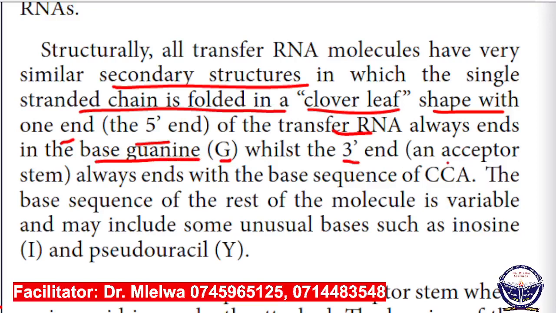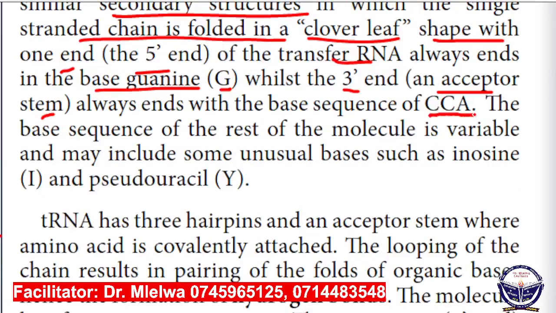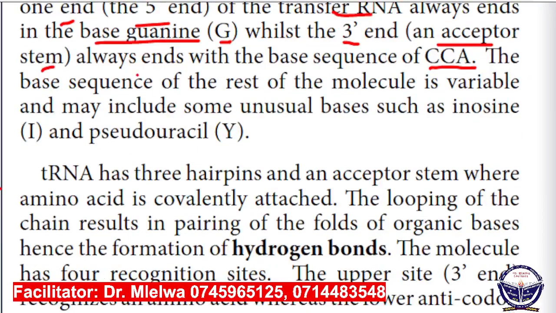Rest the third end, which is an acceptor stem. Third end inaitwa acceptor stem, always ends with the base sequence of CCA. Hii ni structure ya transfer RNA. Upande mmoja inaishia na base guanine, upande mwingine inaishia na CCA. Kule kwenye CCA third end ndiko ambako amino acid yanakuja kujishika. Sawa? The base sequence of the rest of the molecule is variable and may include some unusual bases. It is variable, inatofautiana. Na inaweza ku include unusual bases such as inosine I and pseudouracil Y.